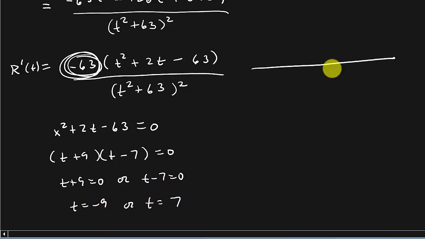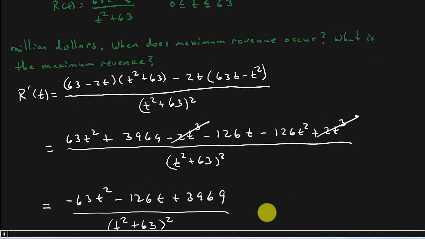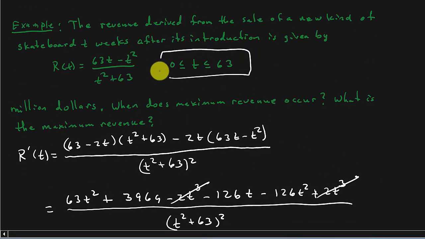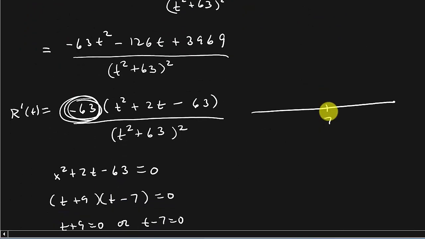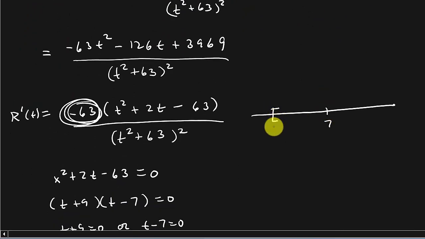So we need to plot these on the number line. I'm going to plot the 7 on the number line, and that's it. I'm not plotting the negative 9. Why is that? Because up here it tells me that t is between 0 and 63. So negative 9 falls outside that interval. So here I'm going to choose t equals 1, and how about t equals 8?